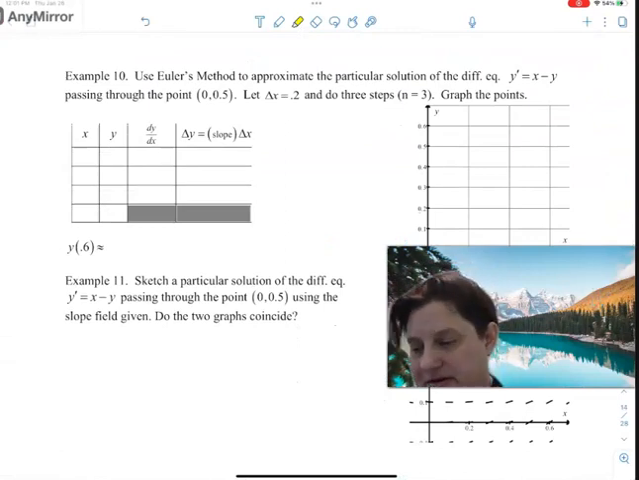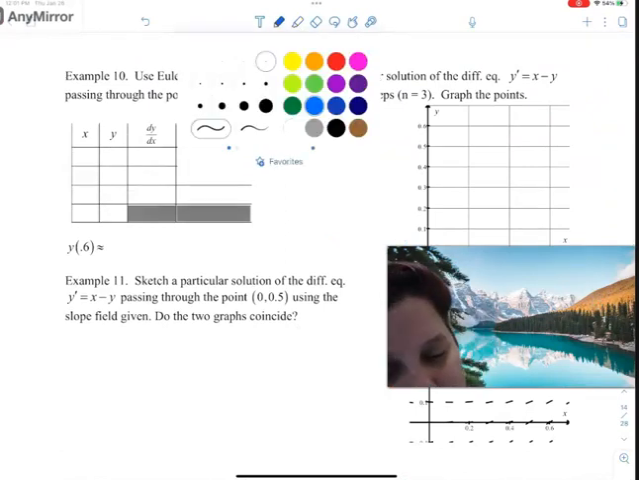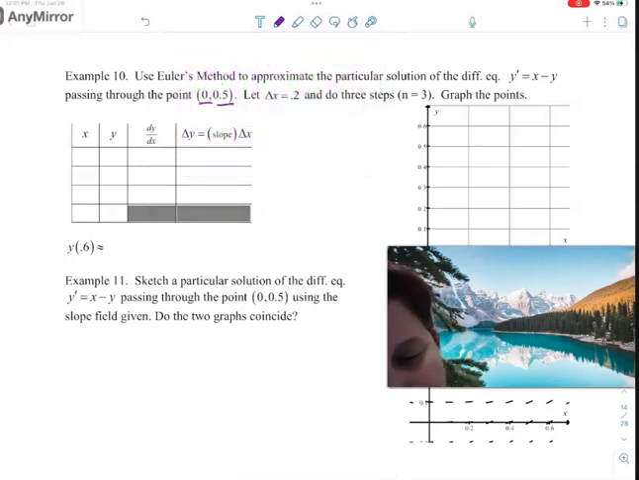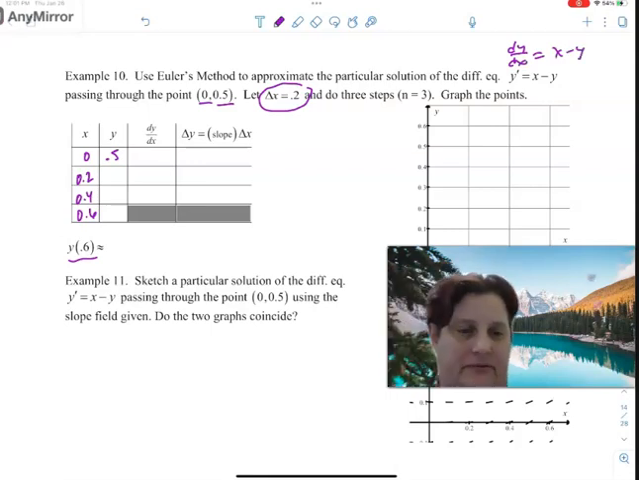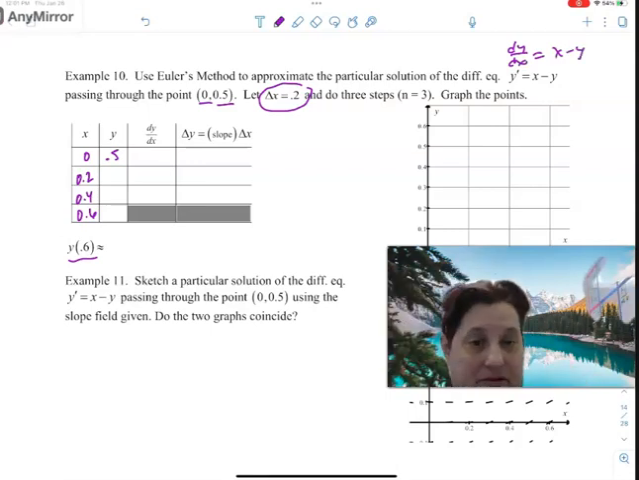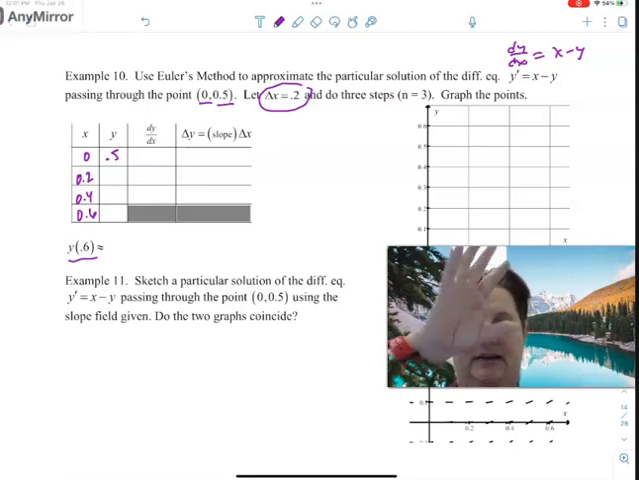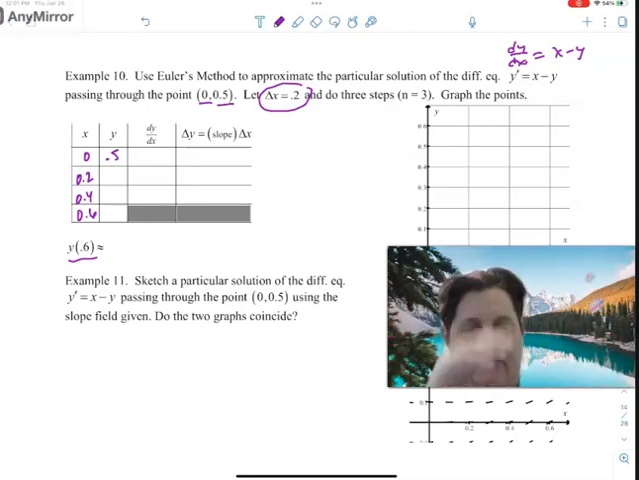All right, let's do one more Euler's method. Graph the points and see if you guys get the idea here. So this is having me start with (0, 0.5). Let delta x be 0.2, which means I'm going to go to 0.2, 0.4, 0.6. So that's why it's having me solve for that. The differential equation is dy/dx is x minus y. Now, this is an impossible differential equation to solve algebraically. That's why we have to do this. I can't separate the variables because it's not x times y, it's x minus y. So I can't move those over, okay?